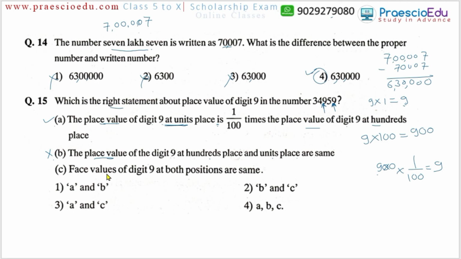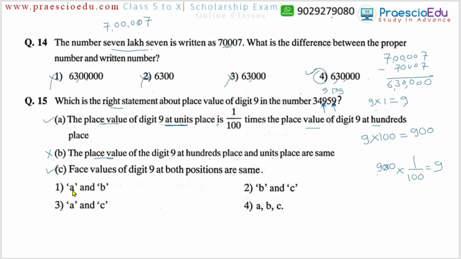At C, the face value of the digit 9 at both positions are the same. Correct. This is a 9 digit and this is also a 9 digit, and face value means the same digit as it is. So here the face value is 9 and here also the face value is 9. So this C statement is the correct one.